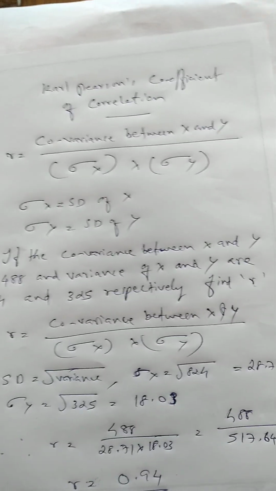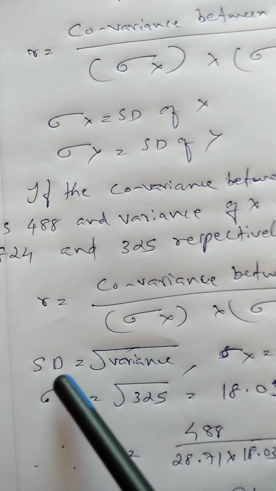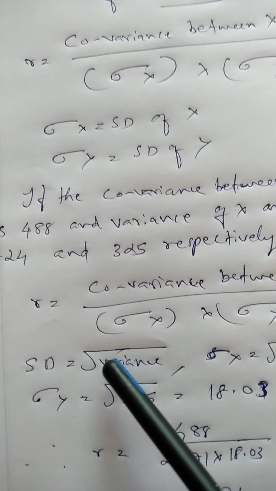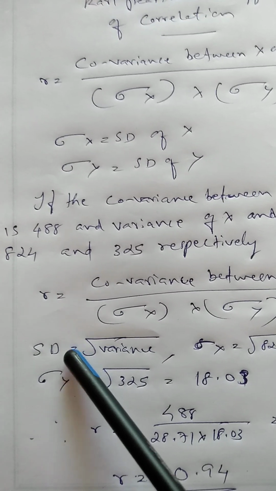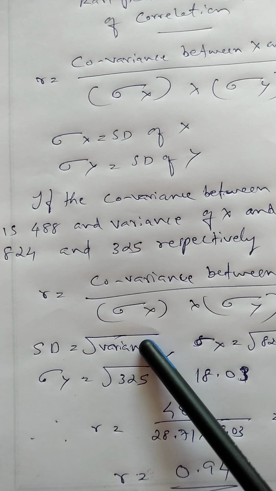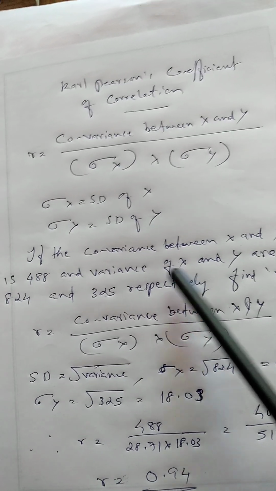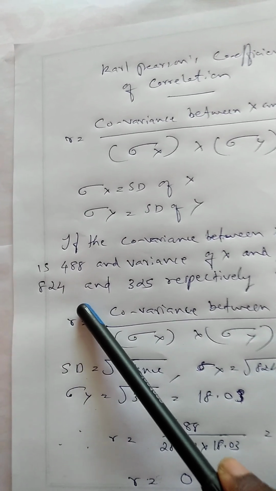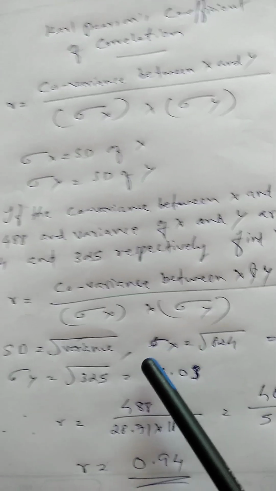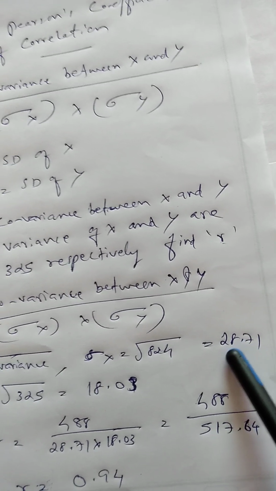Okay. If variance is given, to find standard deviation, use this formula. To get standard deviation, take a root of variance. Okay. If variance is given, to get a standard deviation, just take the root of variance. Okay. Here, the root of variance of the first one, that means variance of x is given as 824. Isn't it? So, to get a standard deviation of x, take the root of 824. And it is 28.71. This is the standard deviation of x.